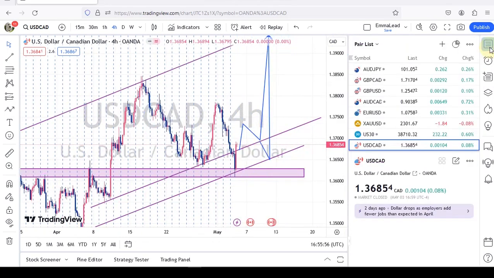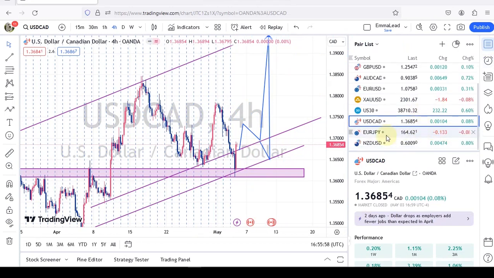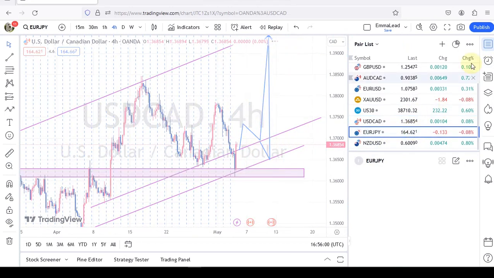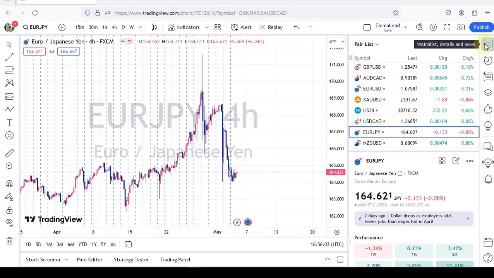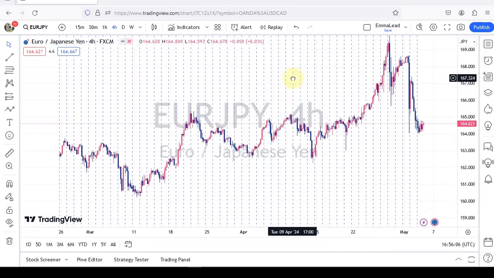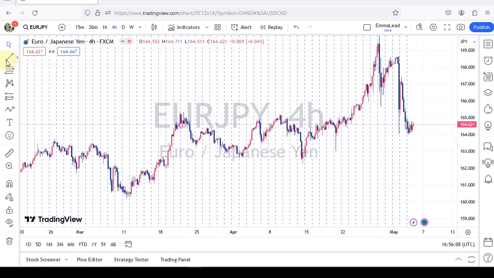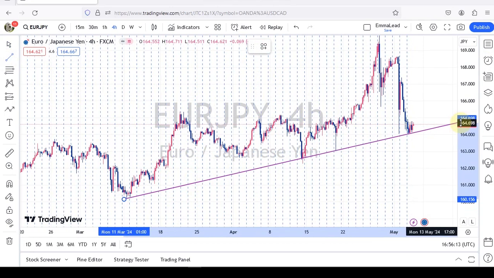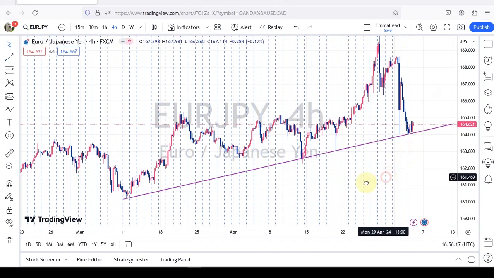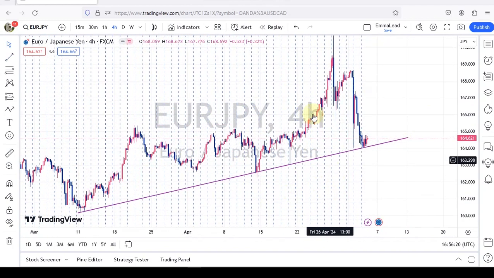So let's quickly check the next pair that we have at hand. This is the EURJPY. On the EURJPY, I'm also seeing an uptrend here. In this uptrend, everything has aligned, as you can see by yourself. The market is successfully and completely respecting the trend line. And I'm also seeing another trend here.